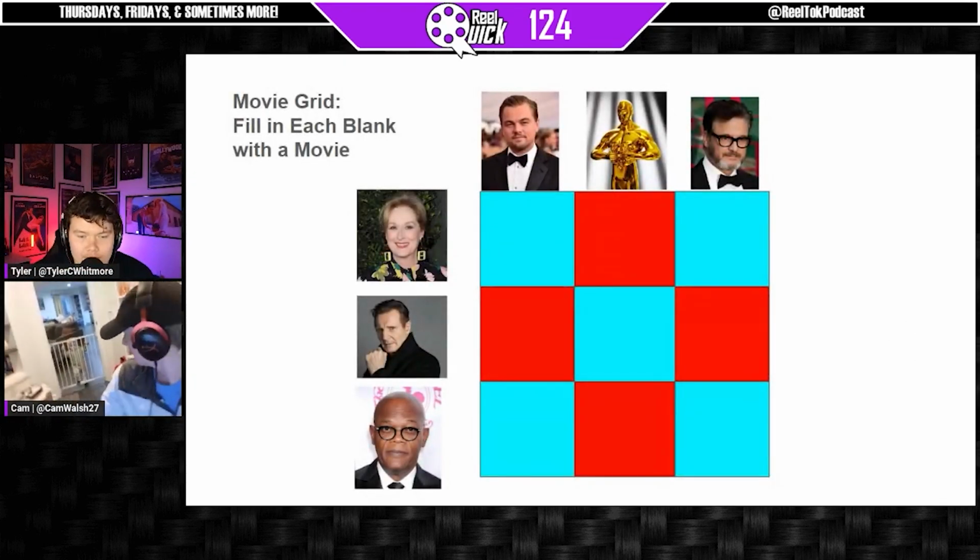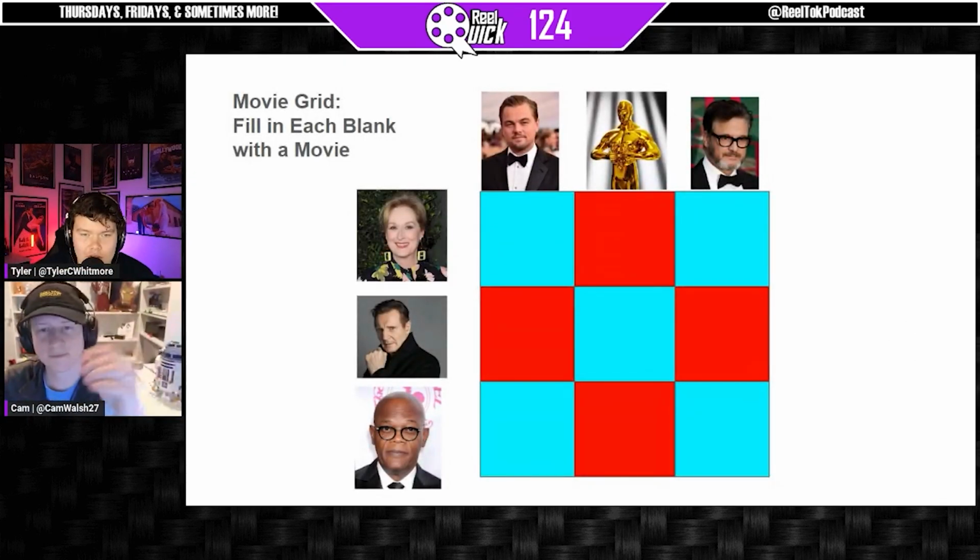And there we go. So we have 9 total grids that need to be filled in here. 3 actors across the top, 3 actors across the side, 9 movies to fill in. You're looking for a movie in each of these. Meryl Streep, Liam Neeson, and Samuel L. Jackson down the side from top to bottom. And then across the top, you have Leonardo DiCaprio. Oscars, meaning Oscar nominated, Oscar win, no matter what. Just if they're nominated or won an Oscar, the movie that it was for. And then Colin Firth on the far upper right. Cam, turning it over to you.